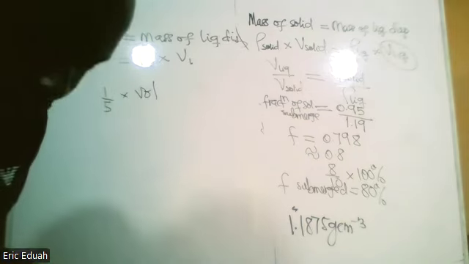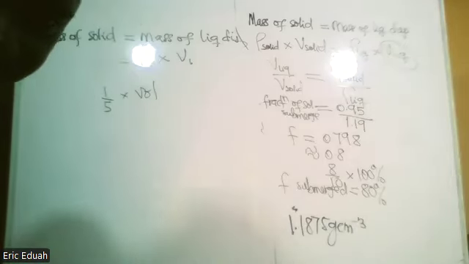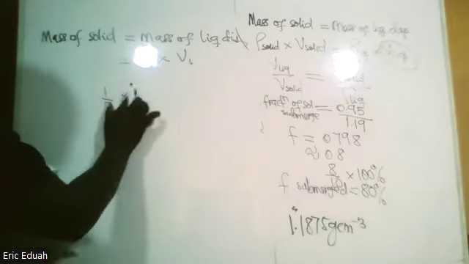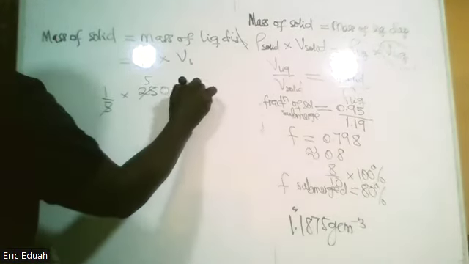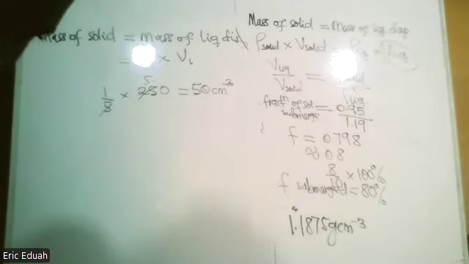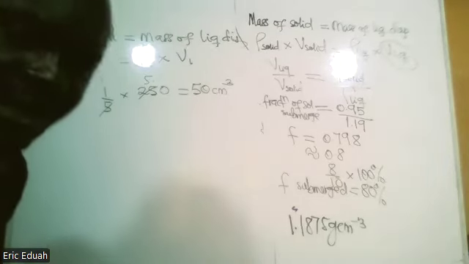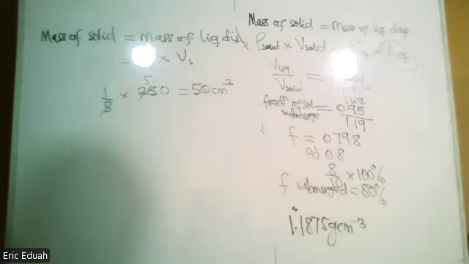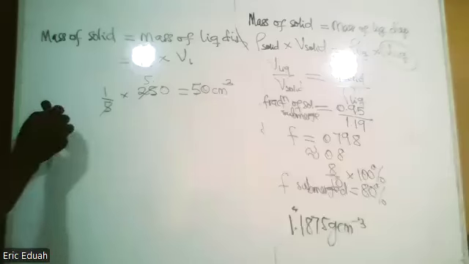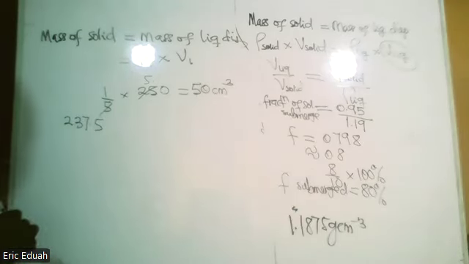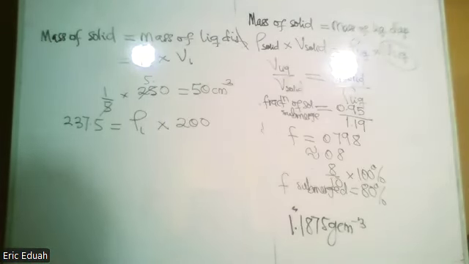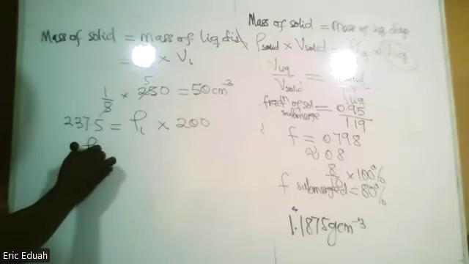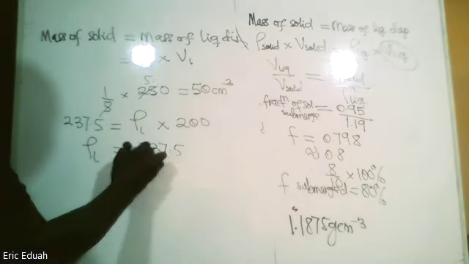Now, what is the whole volume of the solid? 250, right? Is that what we had for the volume? Yes, please. So let's calculate 1/5 of 250. We have 50 cm³ exposed, meaning 200 cm³ is submerged, and that will be the volume of the liquid displaced. So the mass of the solid, 237.5, is equal to rho of liquid, which we don't know, times 200. Therefore, rho of L is 237.5 divided by 200.